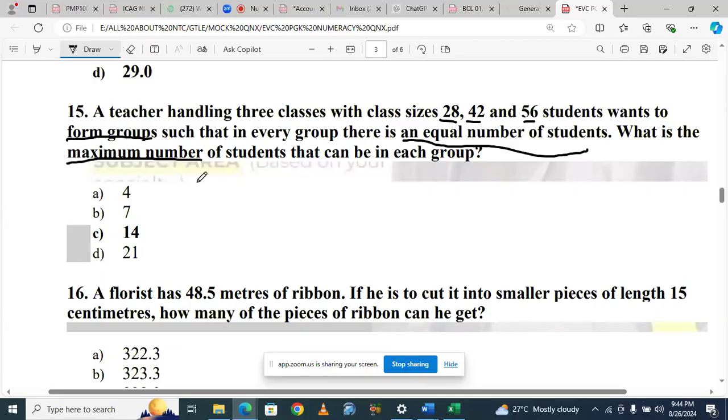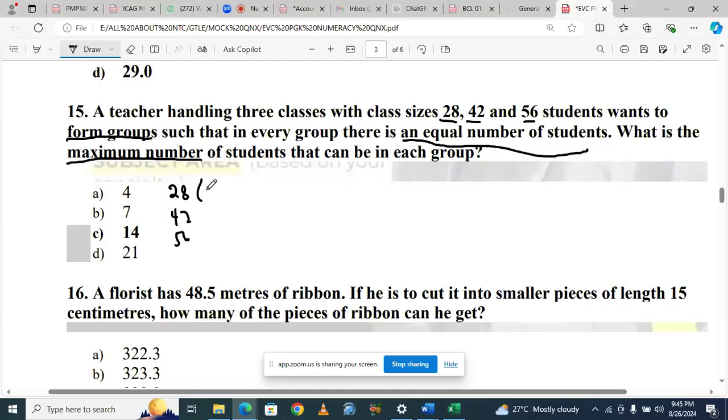Okay. Now, if you joined the class last week, what do you think this question is about? To find the highest common factor. Perfect. So now let's find the common factors in here. So we have 28, we have 42, and we have 56.